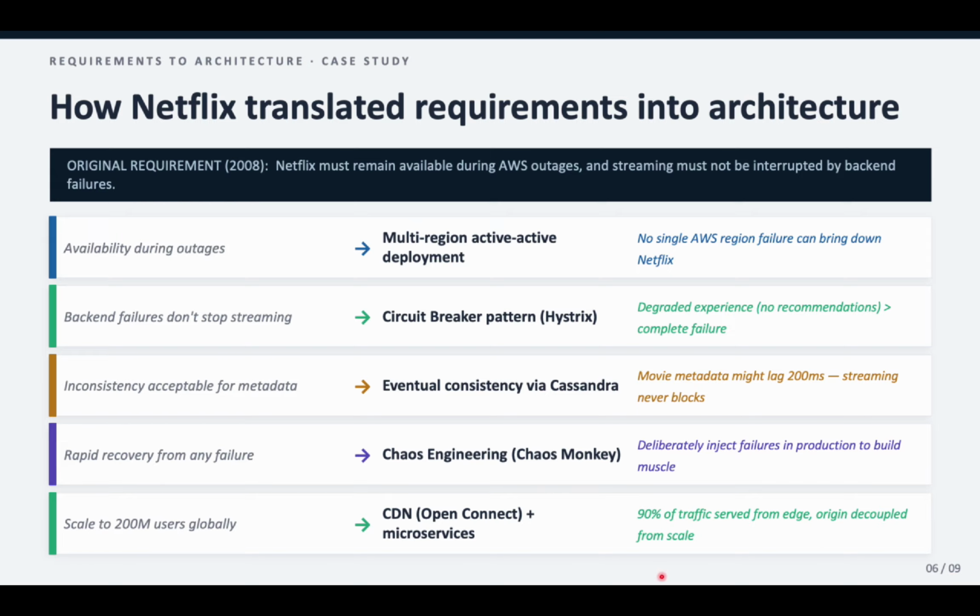So 5 requirements and 5 decisions, each one traceable back to the original question: what happens when AWS has an outage. So that traceability from business concern to architectural choice is what separates architecture from engineering guesswork.